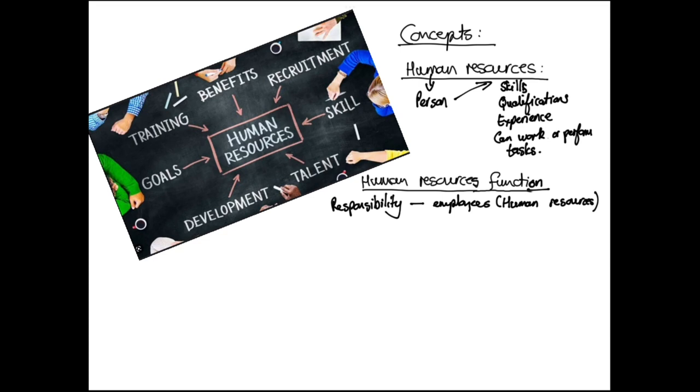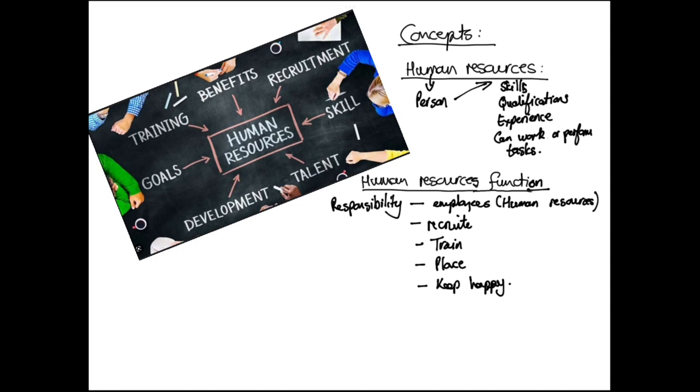What happens is people come and go at a particular business. So people stop working there. So in essence, you recruit, you train, you place, and then you keep happy, to put it in layman's terms. So the human resource function is responsible for the employee.